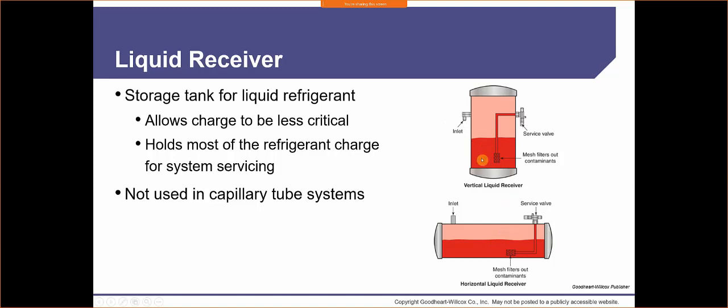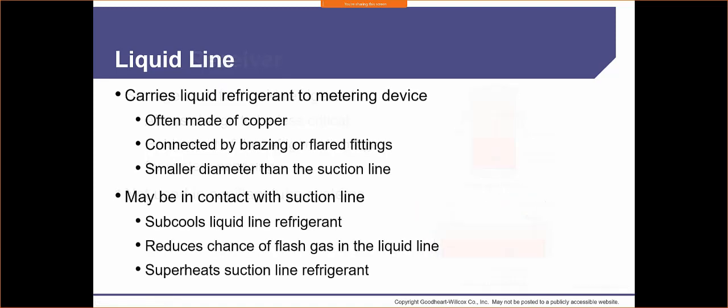This is just a vertical and horizontal illustration of the two. So we have the liquid line. The liquid line carries liquid refrigerant to a metering device. Usually it's made of copper. I know that there's been some talk of using aluminum line sets. The line sets are what we use to connect our condenser to our evaporator. The line set is 2 lines. They come insulated, or at least one does.